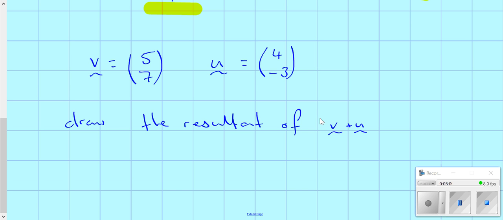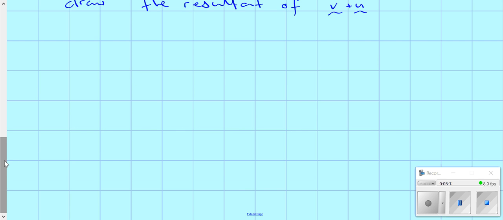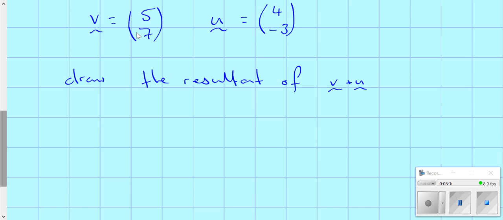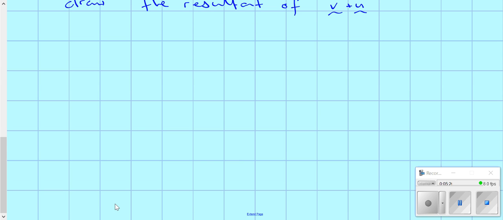Now there's two ways you can do this. We can do it by graphs. So we can draw v, which is 5, 7. Now I'm going to need to give myself quite a bit of space for this. So 1, 2, 3, 4, 5, 6, 7. So it'll be quite big actually.